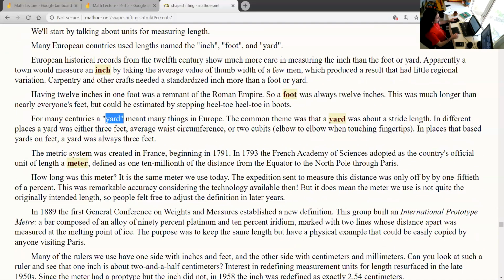Yards were funky. Yards meant quite a few things. It was about a stride length. It could be 3 feet. It could be the average waist circumference of people, or it could be 2 cubits.